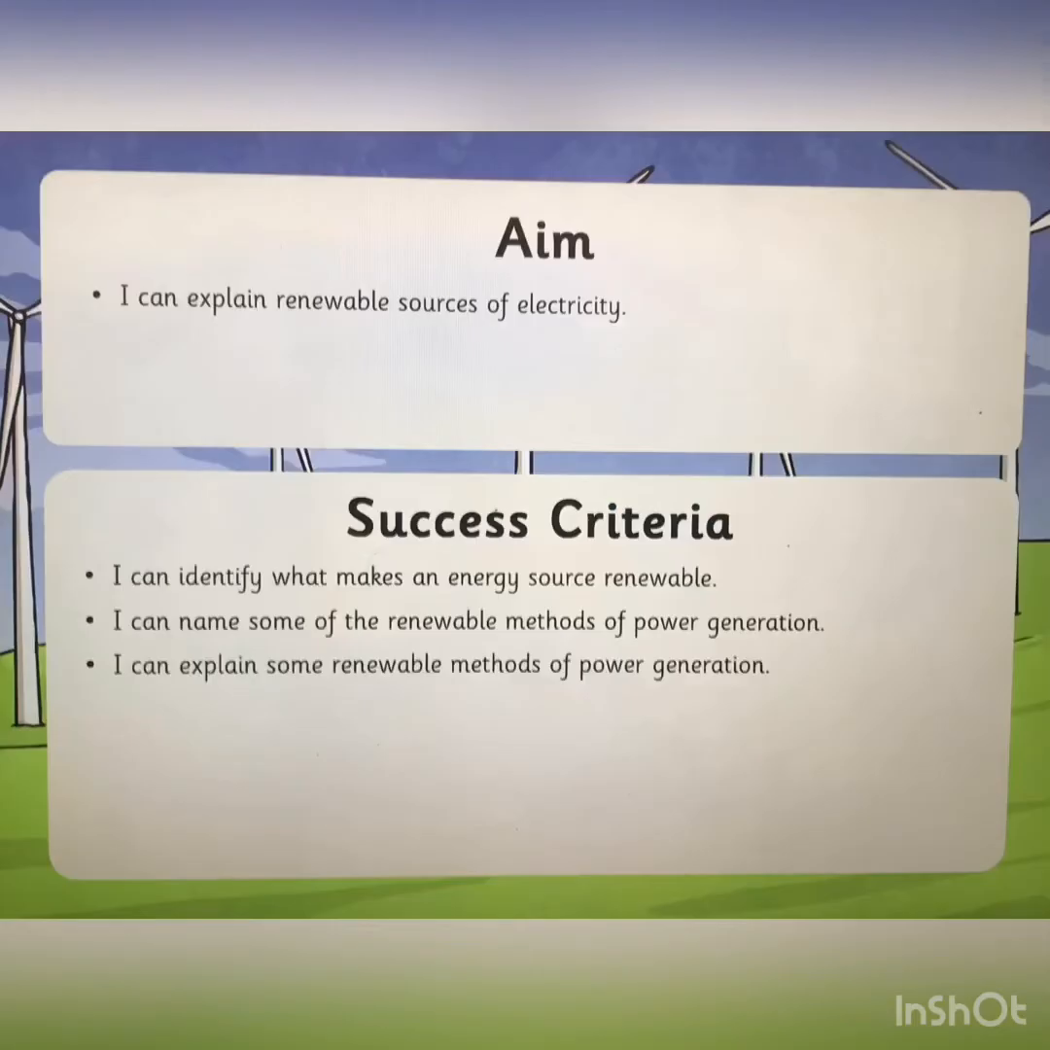But first, let's talk about our aims and success criteria. By the end of this lesson, you should be able to describe what a renewable source of energy is to produce electricity. You should be able to identify what makes energy sources renewable, and name some of the renewable methods of power generation. And also that you should be able to explain renewable methods of power generation. Keep that in mind as we go forward.